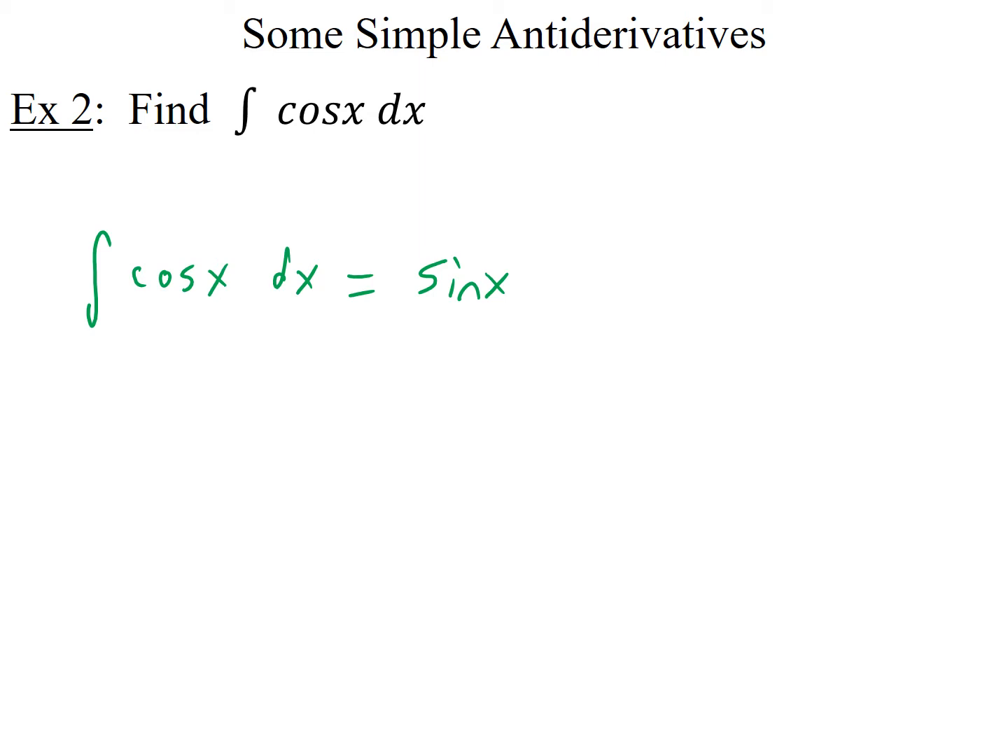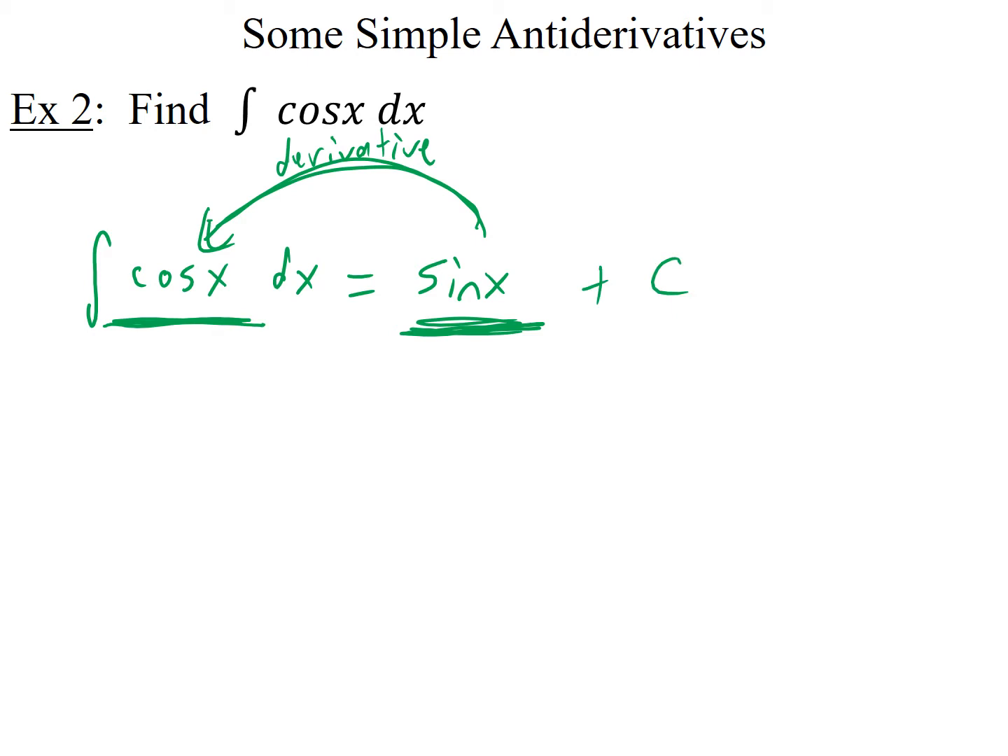Just to check your work, if you took the answer here and took the derivative, then you should get the function that they gave you in the integral symbol here. So this is your answer, and it's right because the derivative of the answer is this function here. The derivative of sine is cosine. But again, of course, you got to find all of them, so you put a plus c over here.